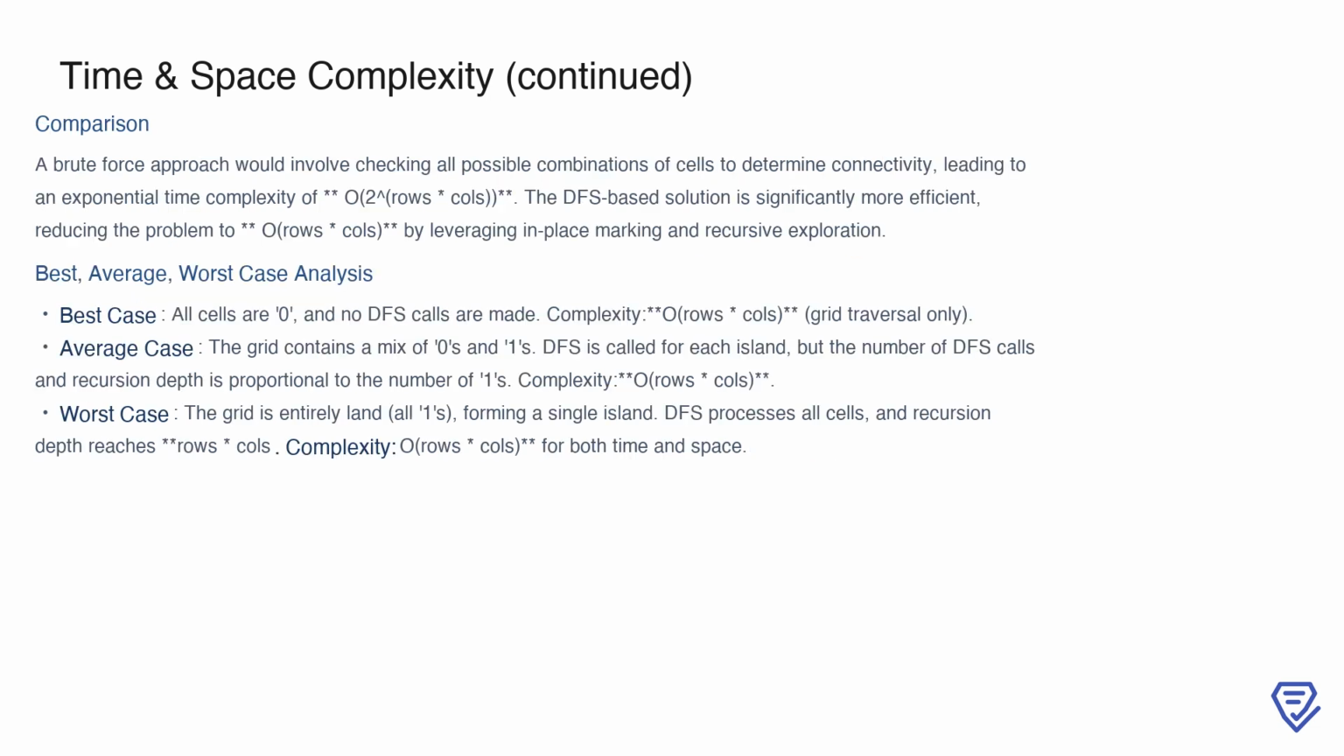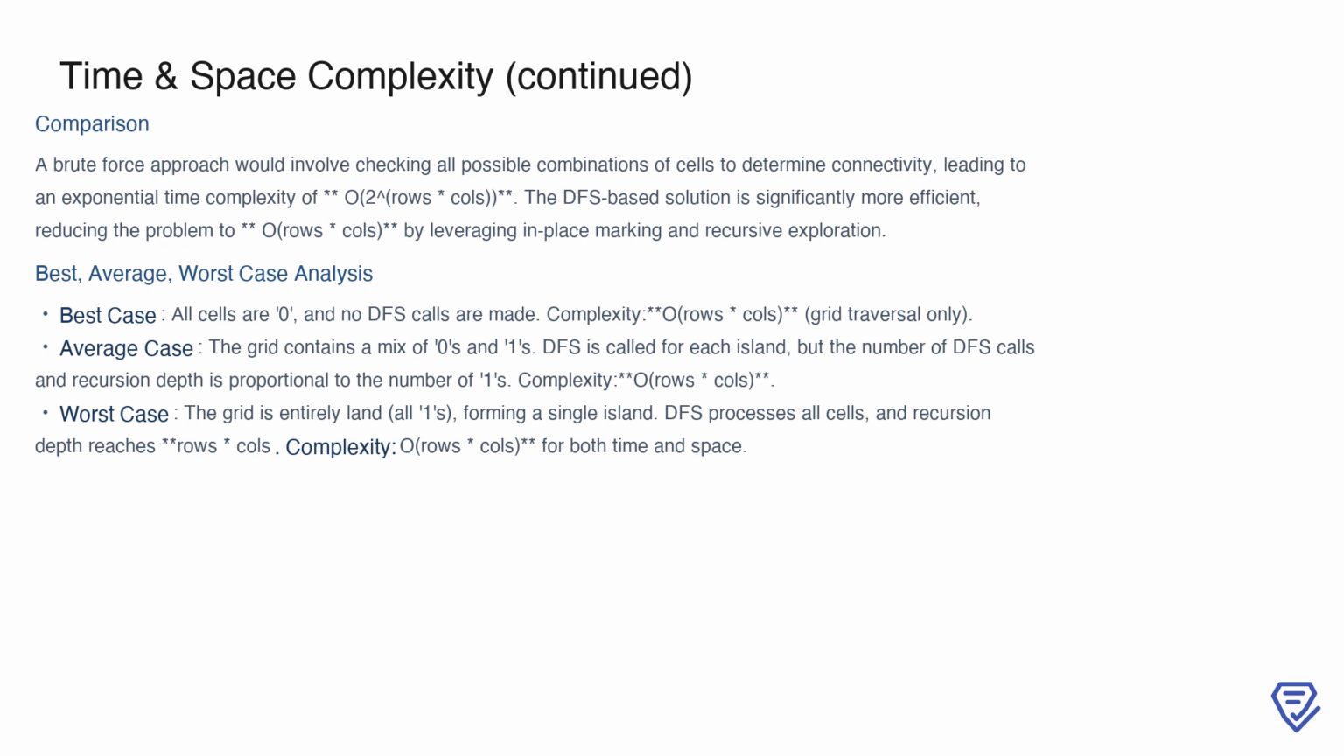When we compare this DFS-based solution to a brute force approach, the efficiency becomes clear. A brute force method would involve examining all possible combinations of cells to determine connectivity, leading to an exponential time complexity of O(2^(rows * cols)). In contrast, our DFS approach reduces this to O(rows * cols) by systematically marking visited cells and using recursive exploration.